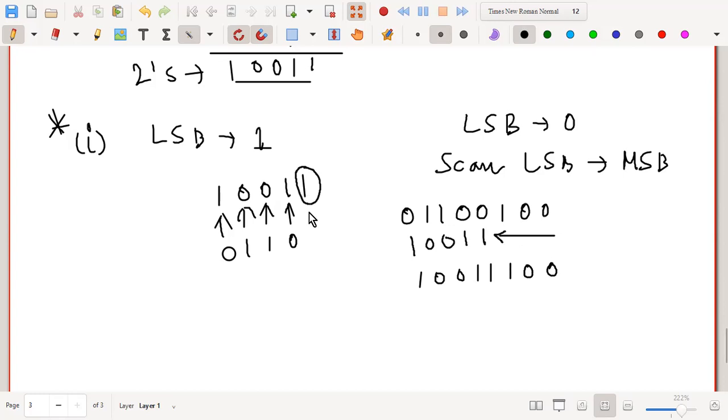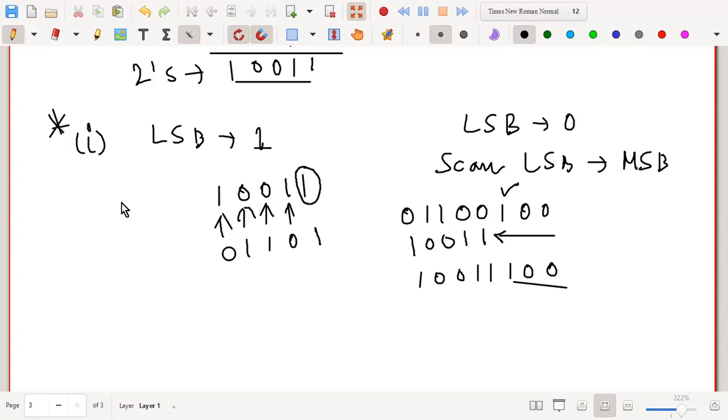So if the LSB is 1, then except this LSB, all others should be converted from 1 to 0 and 0 to 1, and then you write this LSB 1. Now, if the LSB is 0, you start scanning the number from LSB towards the MSB until you get the first 1. In this case, you get the first 1 in the third column. Up to here, you retain as it is. After this, you change 0 to 1. So these are the two shortcut methods.